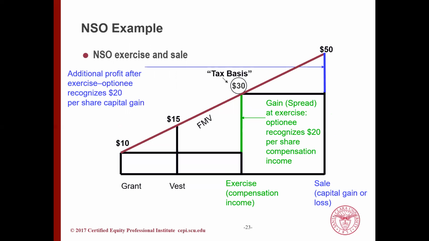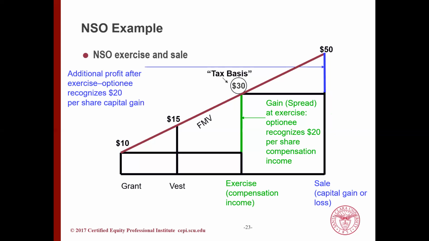Let's look at an example of a non-qualified exercise and subsequent sale. The option is granted when the fair market value is $10. When the option vests, the FMV is $15, but there is no compensation income at the vesting date. The option is exercised when the fair market value is $30, so the optionee has a gain, compensation income of $20, which is the fair market value of $30 at the exercise date, less the $10 exercise price.